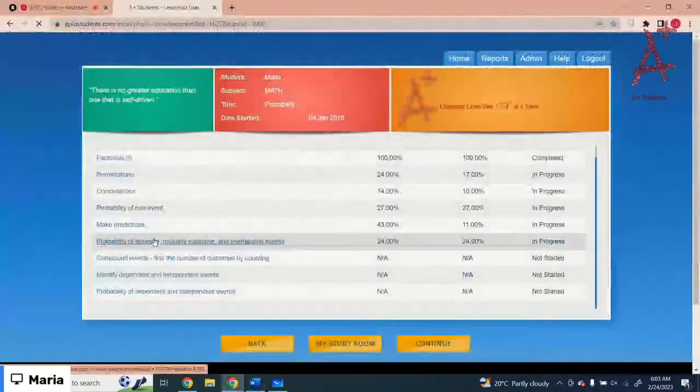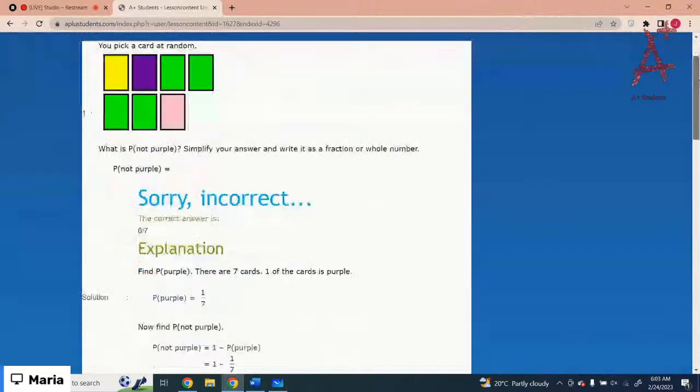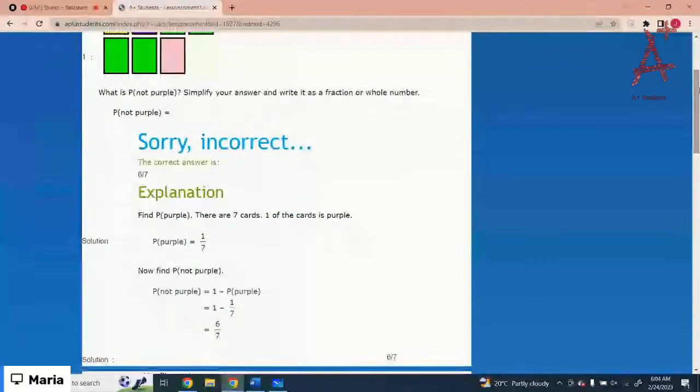Okay, let's start with the first lesson. You pick a card at random. What is the probability of purple? Simplify your answer and write it as a fraction or whole number. So the total cards are 1, 2, 3, 4, 5, 6, 7. So the total cards are 7. Got it? Out of the 7, just one is purple. So the probability of purple is 1 over 7.